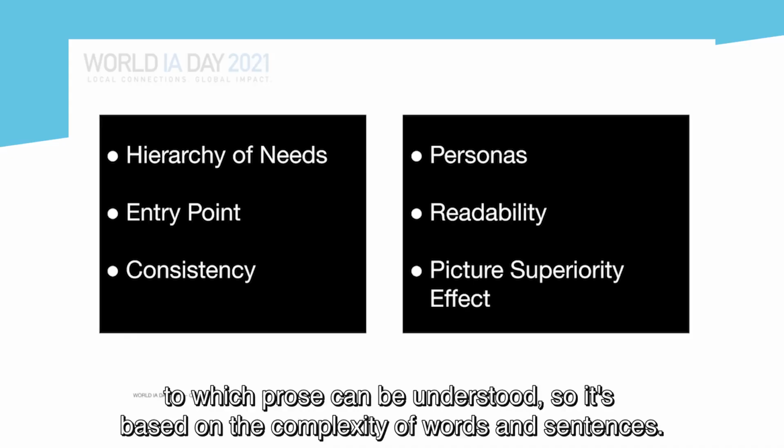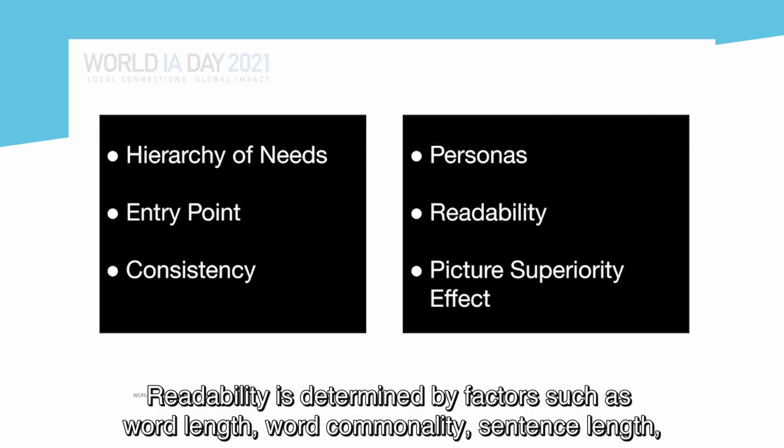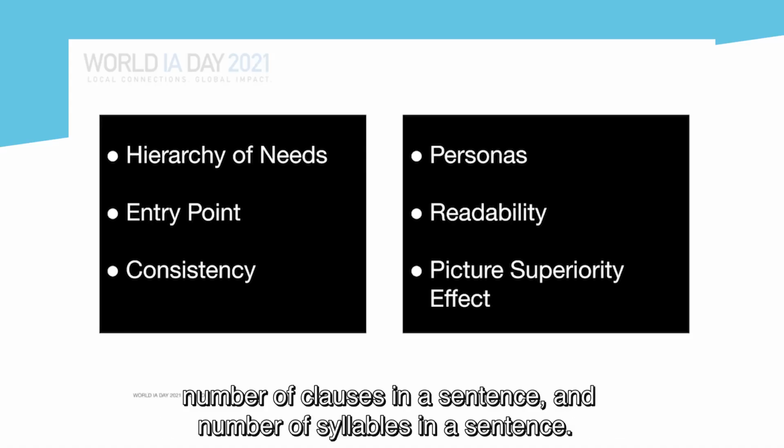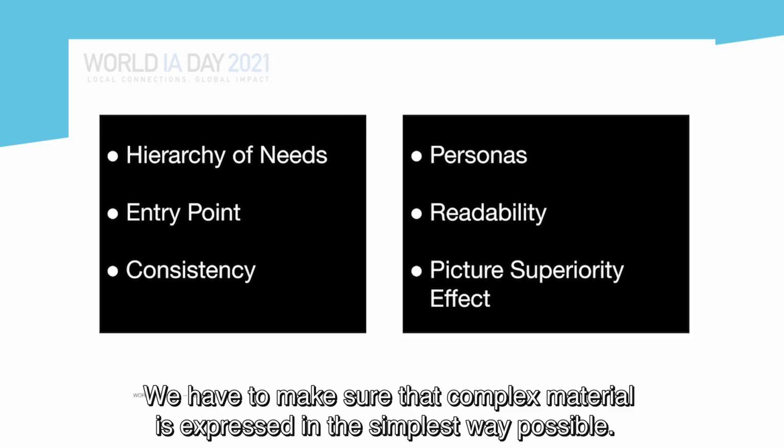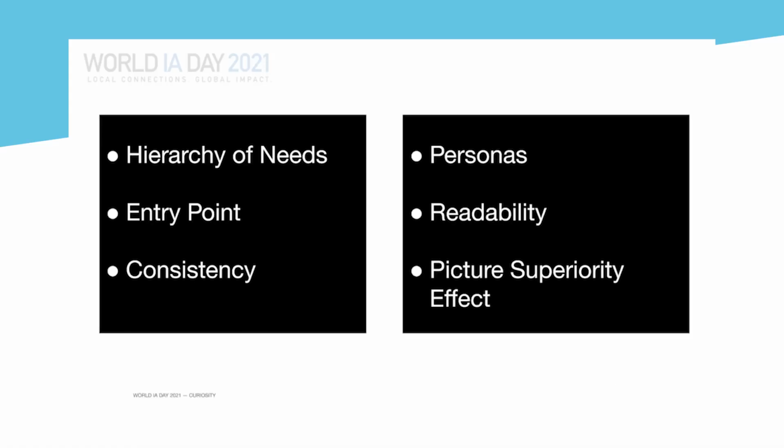So it's based on the complexity of words and sentences. Readability is determined by factors such as word length, word commonality, sentence length, number of clauses in a sentence, and number of syllables in a sentence. And we have to make sure that complex material is expressed in the simplest way possible.